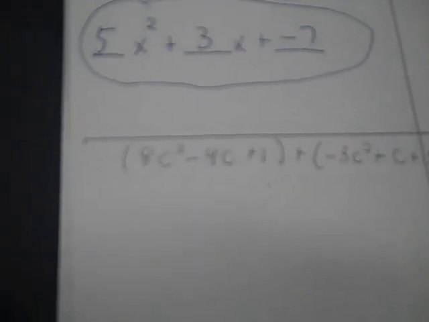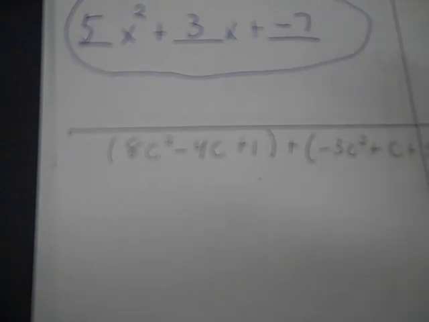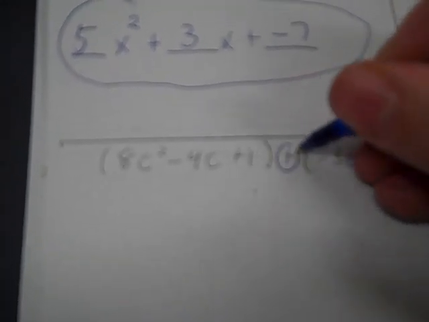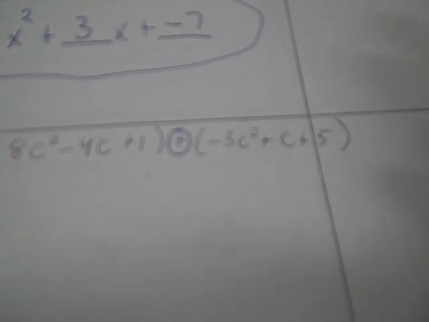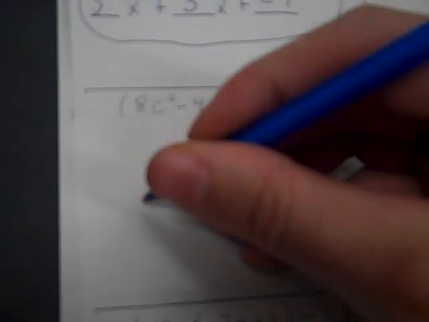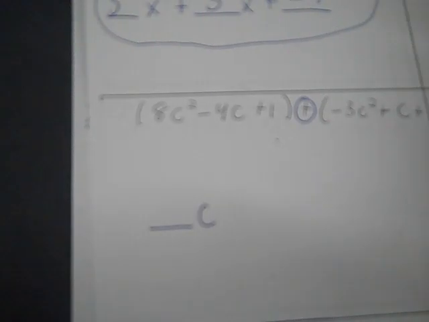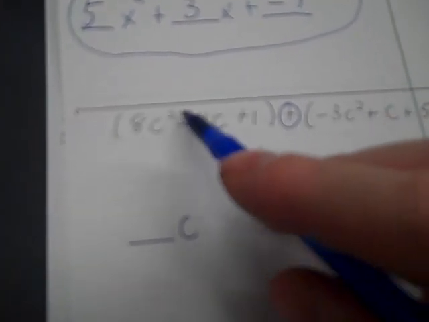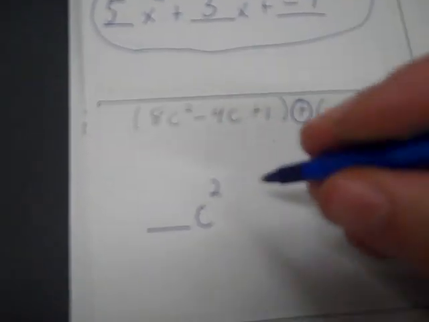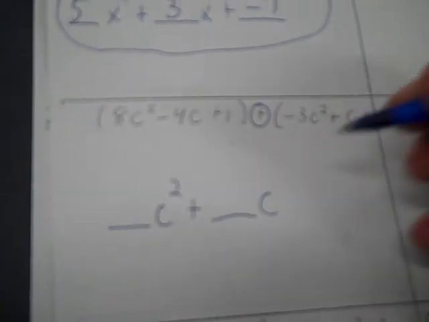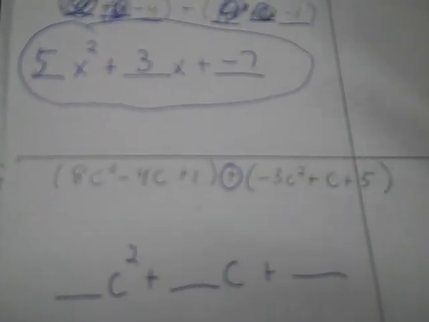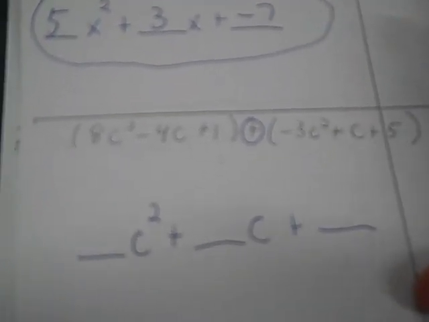Okay, the next problem. 8c to the second minus 4c plus 1. That's your first polynomial. And then plus negative 3c to the second plus c plus 5. So the variable is c, and the highest power it's to is the second. Plus, after the second comes blank c plus blank. You're not going to see c to the first. C means c to the first.